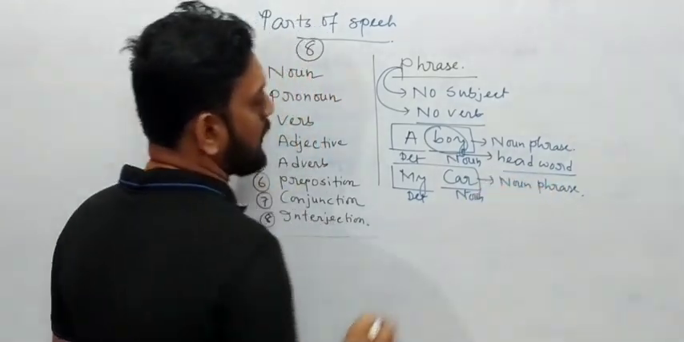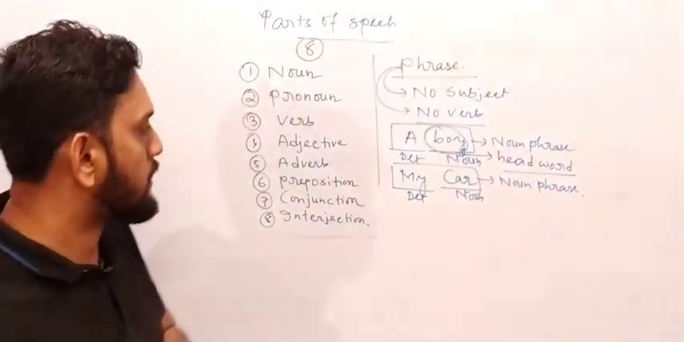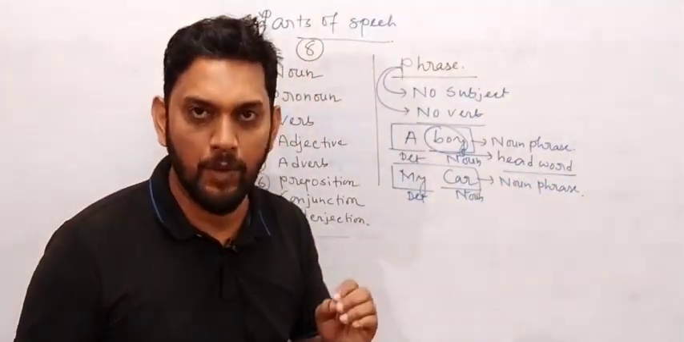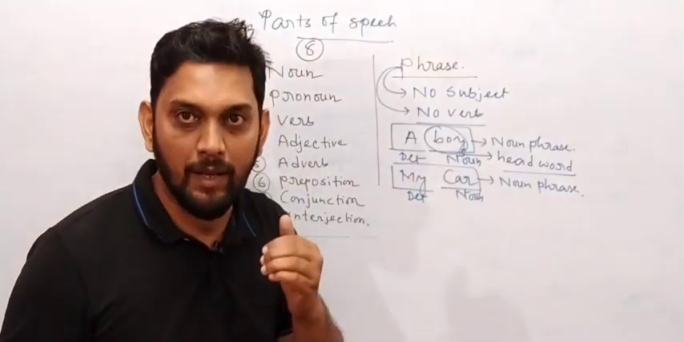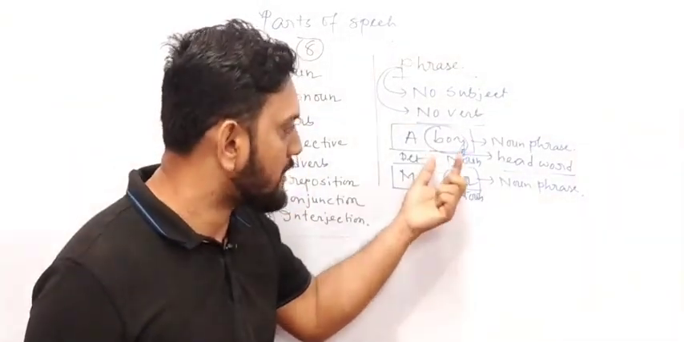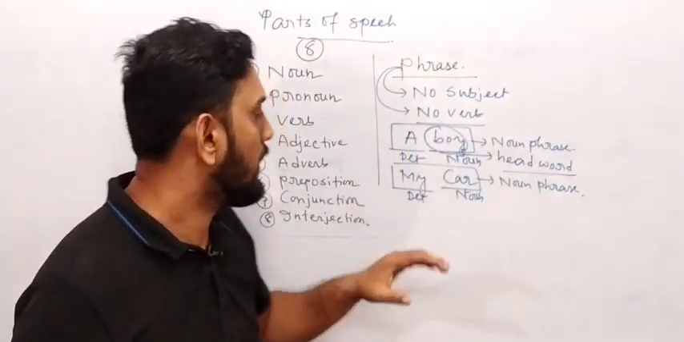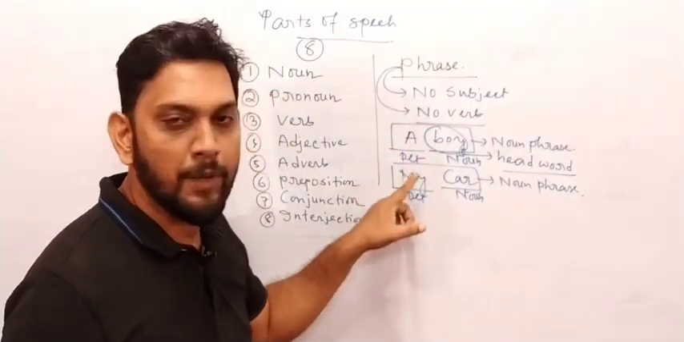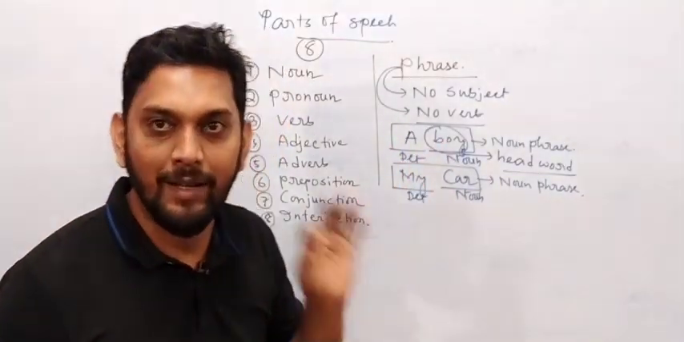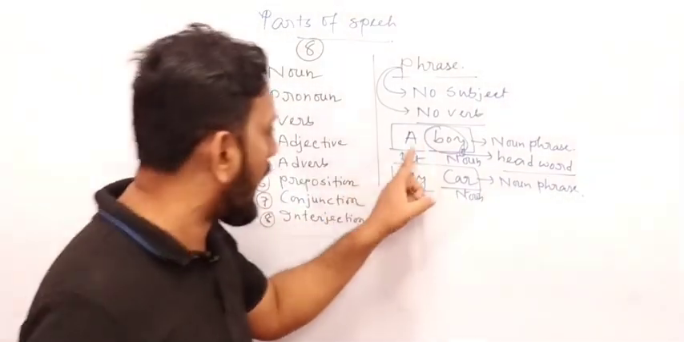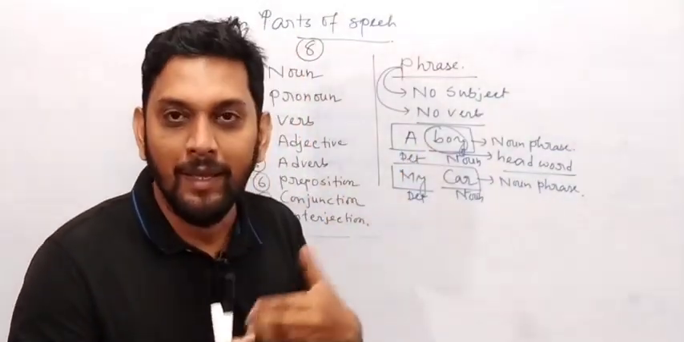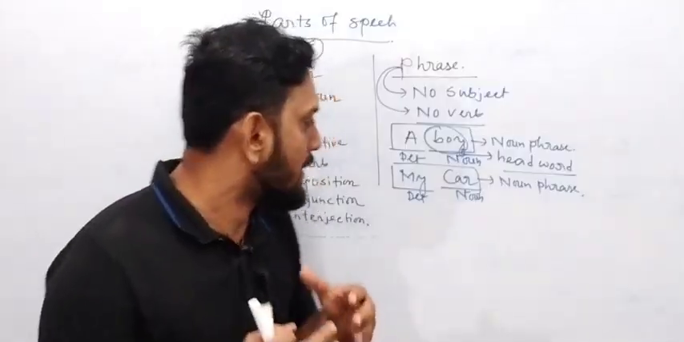Head word means what? Head word means, have you seen a boy? A boy. Boy is a noun. So because it is a noun, it would be the head word of this phrase. Okay, so in "a boy", a is a determiner. Also you can say it's an article. So "a boy" does not have any subject and verb.